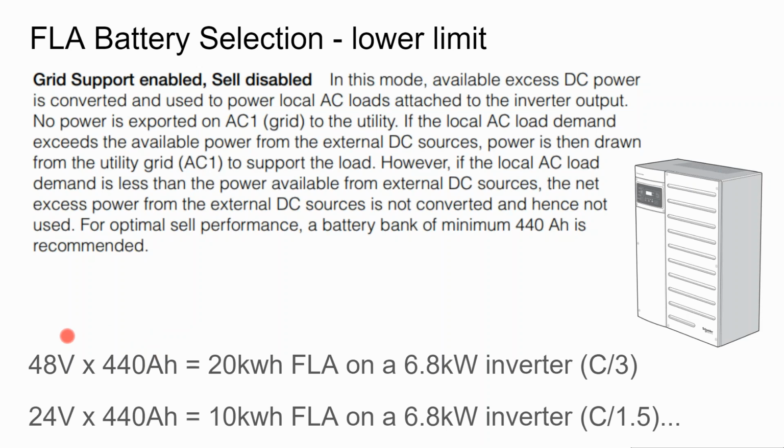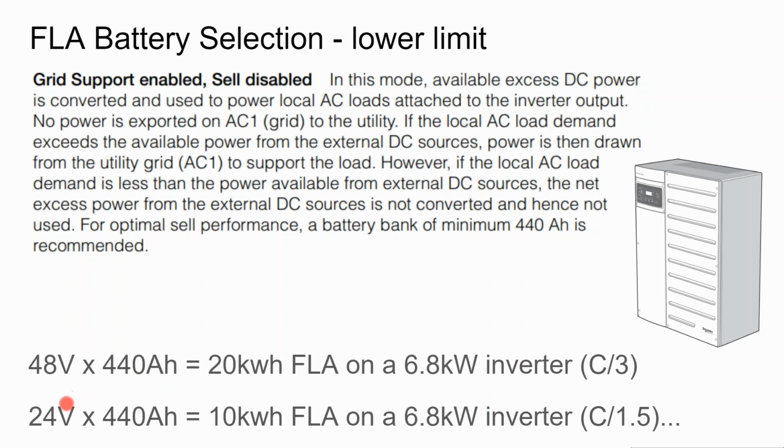Power equals volts times amps. Energy is power times time. So the energy component is this hour. And what we'll find out is these components can operate at multiple voltage settings. This Schneider inverter can accept a 24-volt battery bank, or it could accept a 48-volt battery bank. And the minimum size battery that you can do on the Schneider system is 440 amp hours.